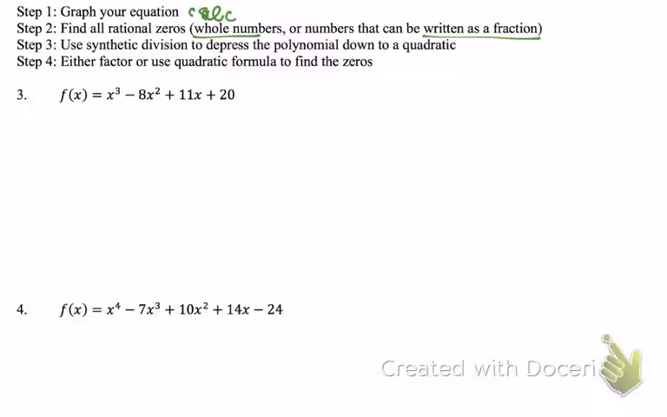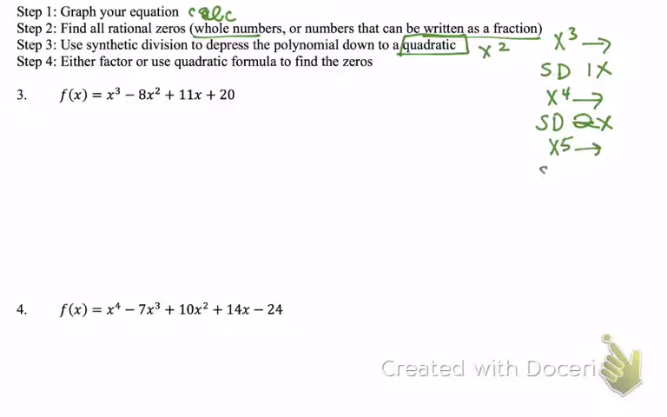We can either factor, remember that we want to get it down to a quadratic, so an x squared. An easy way to know how to get it to x squared, if it's already an x cubed, then I do synthetic division once. One time. If it's an x to the fourth, then I need to do synthetic division 2 times. If it's x to the fifth, then I need to do synthetic division 3 times. So you basically have to keep doing it until the degree becomes a quadratic. It becomes an x squared. So every time you do synthetic division, it's getting 1 degree less every single time.